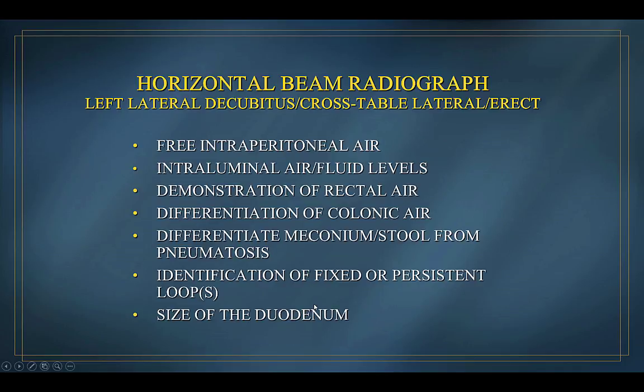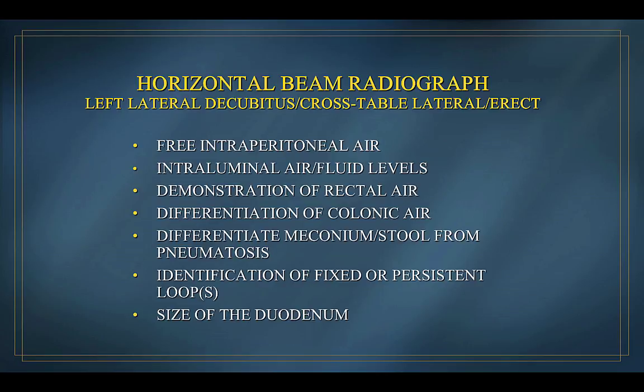Anyone that sat with me reviewing films knows that one of my pet peeves is the importance of doing horizontal beam films in any patient that has abdominal distension or any symptom referable to the GI tract. And horizontal beam can be left lateral decubitus, which is always my preference, cross table lateral, and erect. And again, I'll show you a patient that I did erect back in the 70s, but it really has no usefulness anymore, and you would probably kill any premature baby that you tried to hold up erect, especially the size of preemies that we're getting in this day and age.